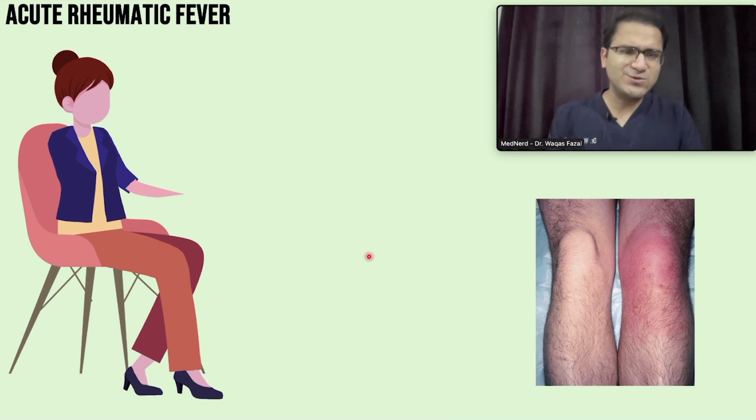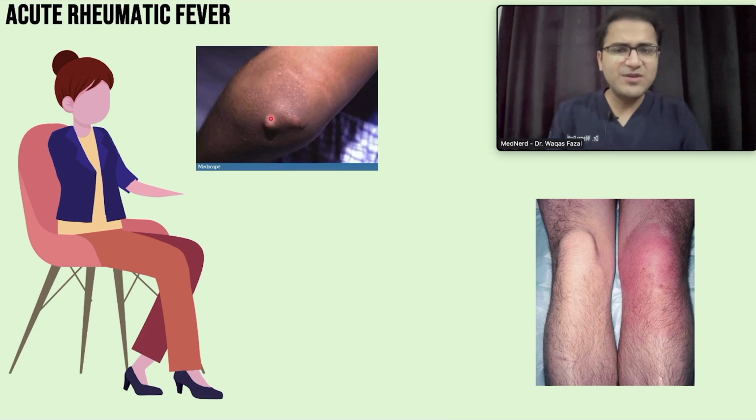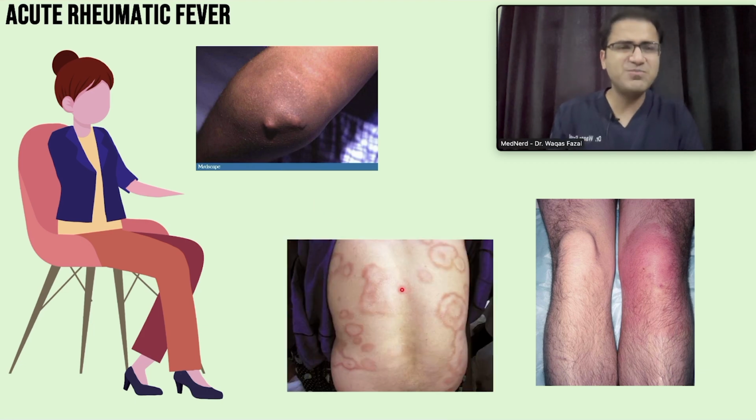The patient also tells you, the doctor, I have been having some irregular nodules beneath my elbow. When you examine, you find nodules like these. The patient tells you, since yesterday I have been having this type of rash on my back. This is painless and non-pruritic. When you examine the patient on auscultation, you find a murmur.